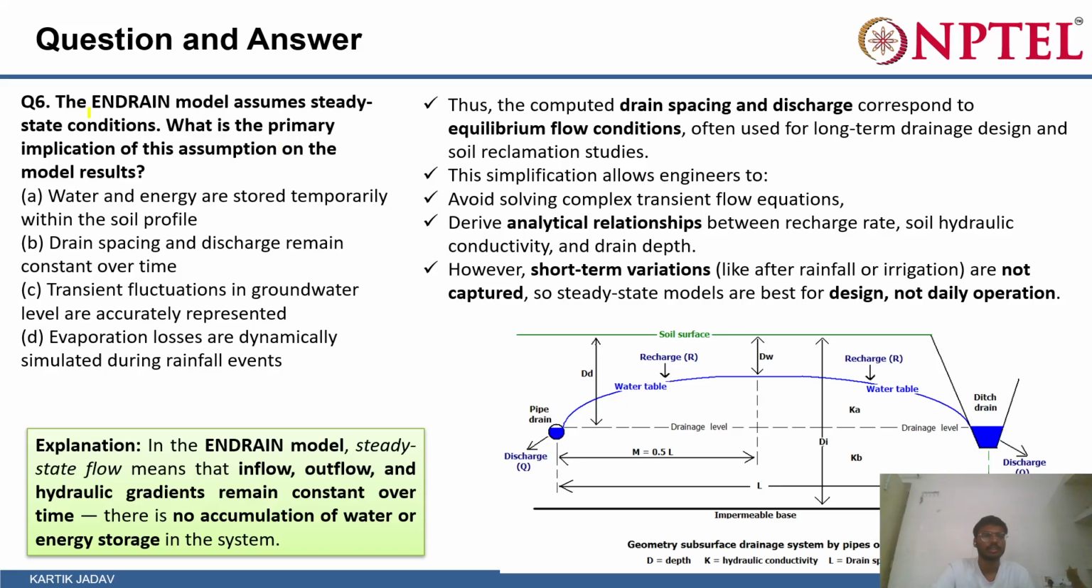Question number 6. The drain model assumes a steady state condition. So what is the primary implication of this assumption on the model result?